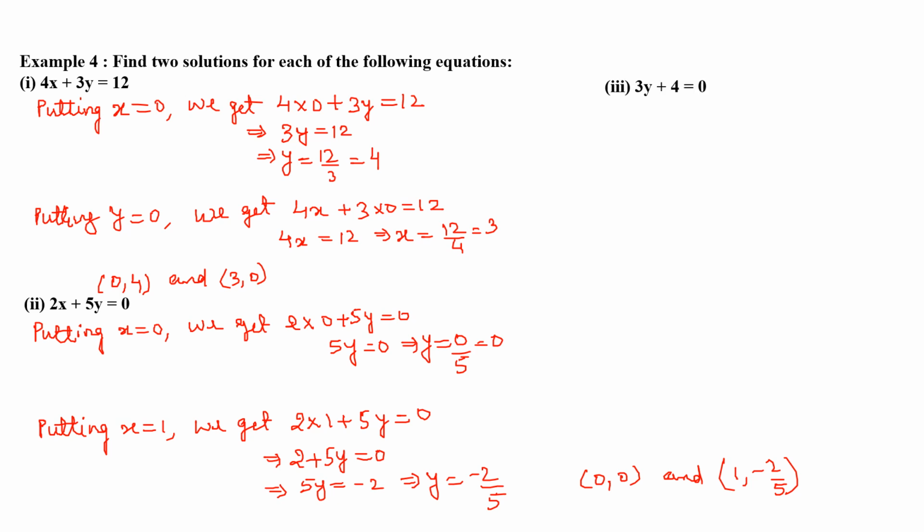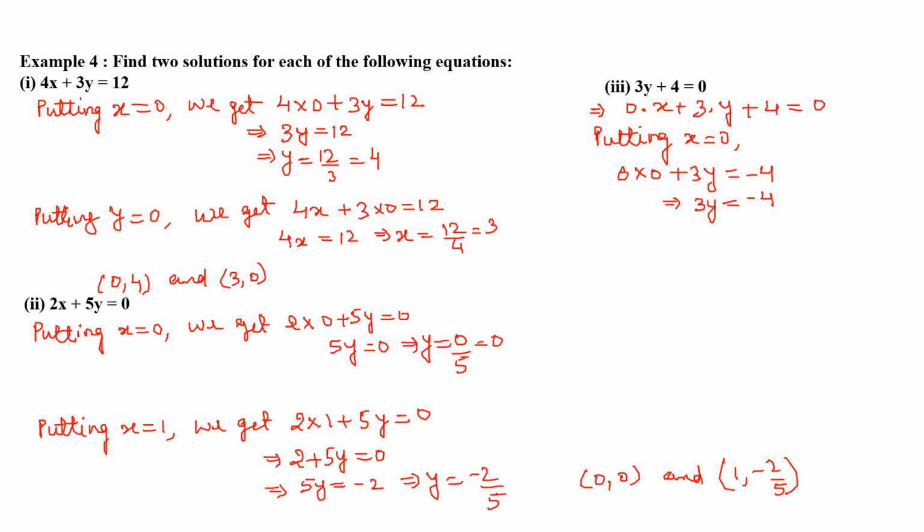Now the last one is 3y plus 4 equal to 0. Now if you see this question, it does not have x variable. So we have already studied how to write in the form of two variable. So it will be 0 into x plus 3 into y plus 4 equal to 0. Now if I put x as 0, putting x as 0, what I will get? 0 into 0 plus 3y equal to minus 4, which will give me 3y equal to minus 4, and the value of y will be minus 4 by 3.